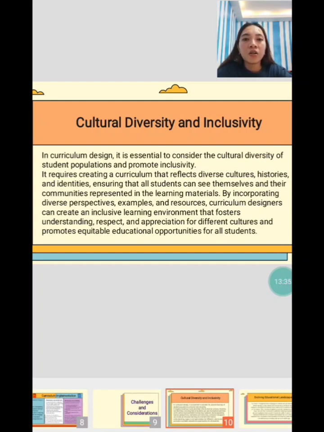Cultural diversity involves acknowledging and valuing the varied backgrounds, experiences, languages, and perspectives of students.